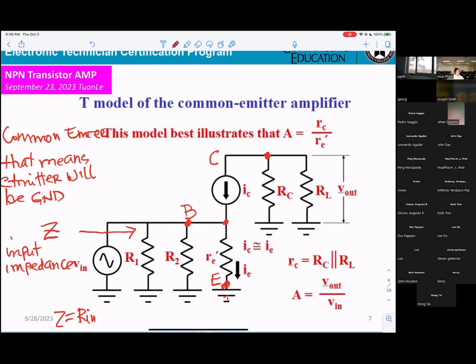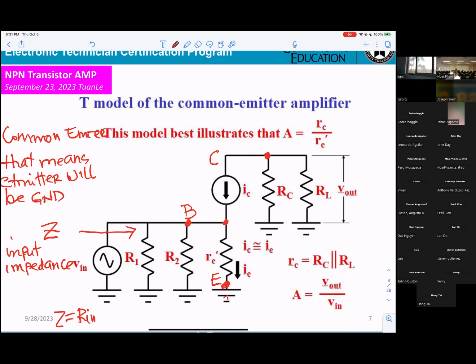Which ones are in parallel? R1, R2, R E prime. Now, you are very, very close. You can see R1 parallel R2. Okay?